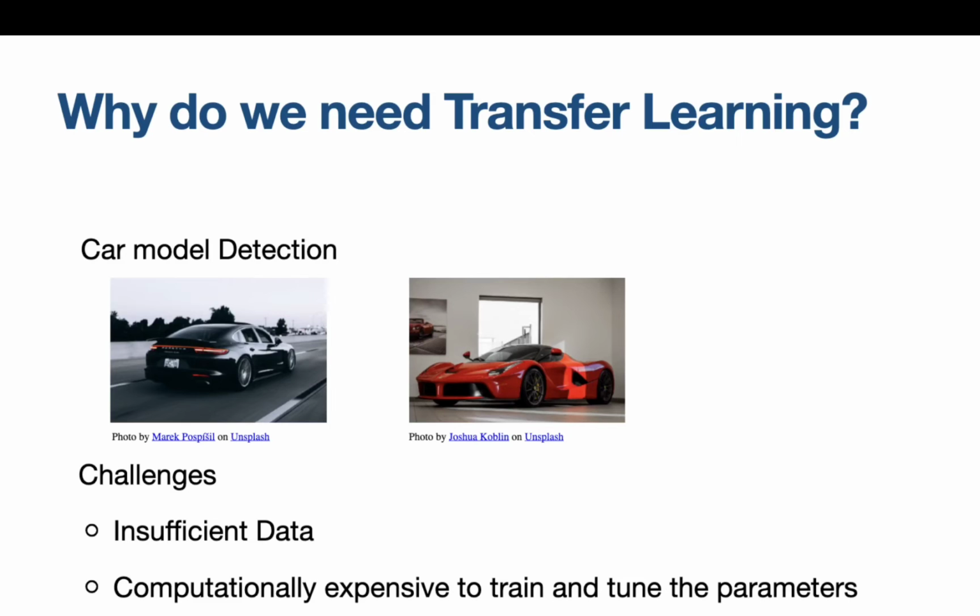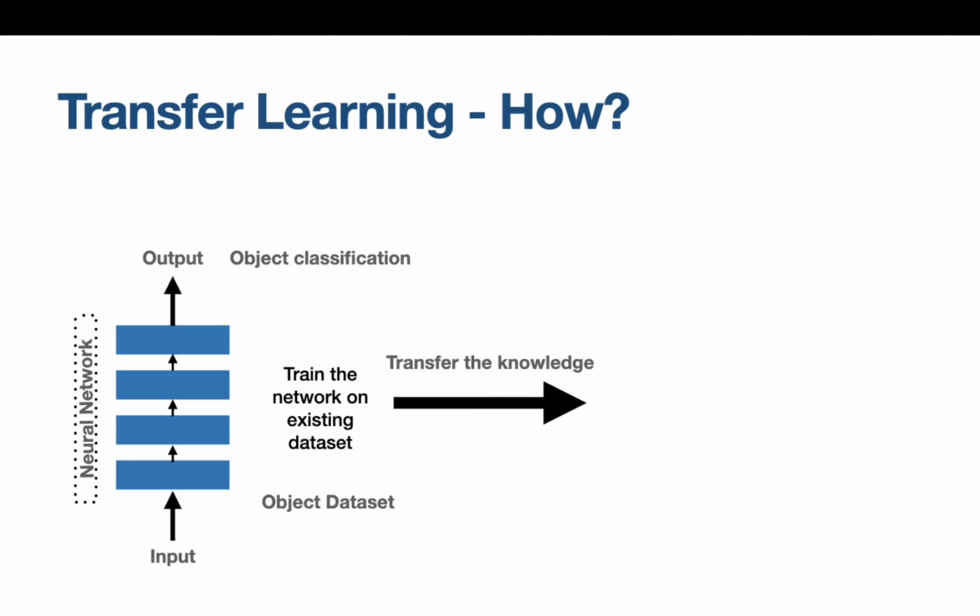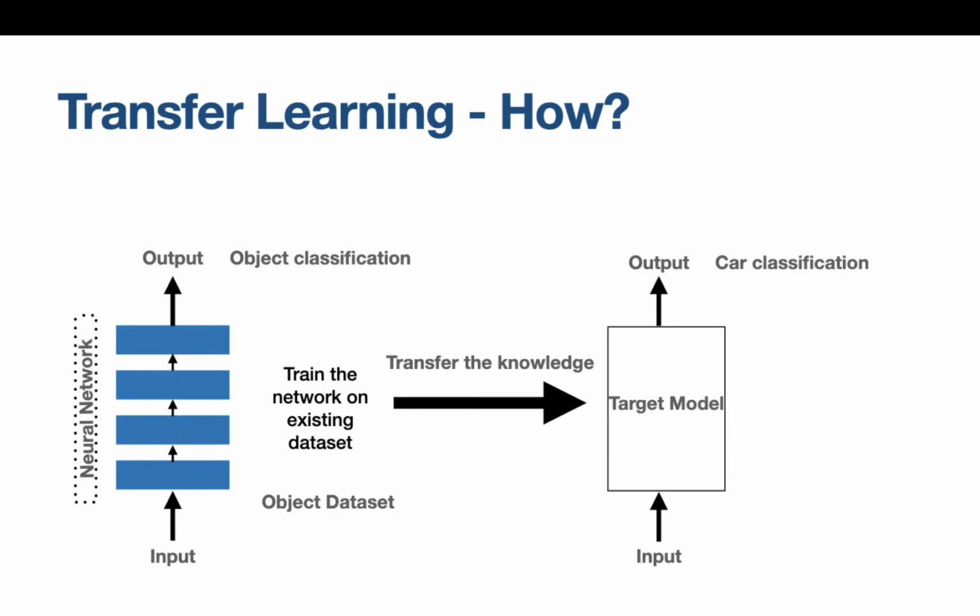Now let us understand how transfer learning works. Let us take an existing dataset in a similar domain. For example, we have a dataset which classifies objects as cars, tables, chairs, etc. This use case is known as object detection, and there are plenty of datasets around this. We can build a deep learning network consisting of several layers and train the network on this data. Once the network is trained, we can apply transfer learning to transfer the knowledge from the source network to a target network.